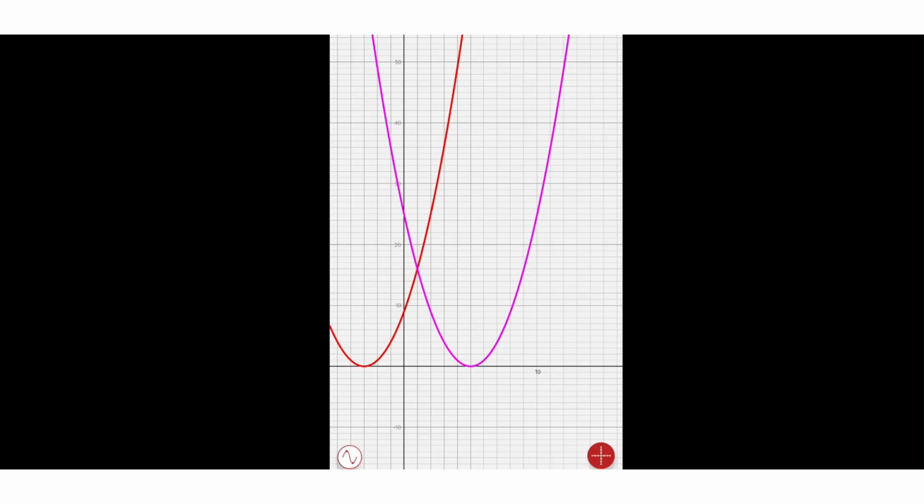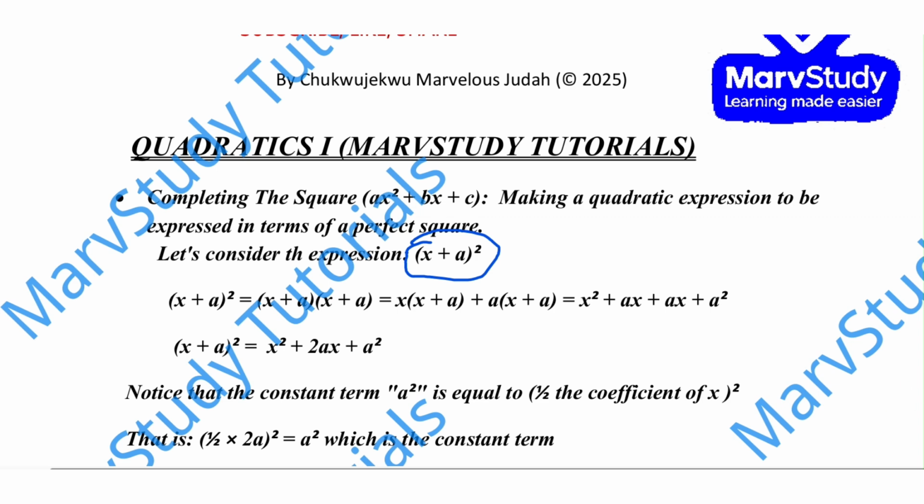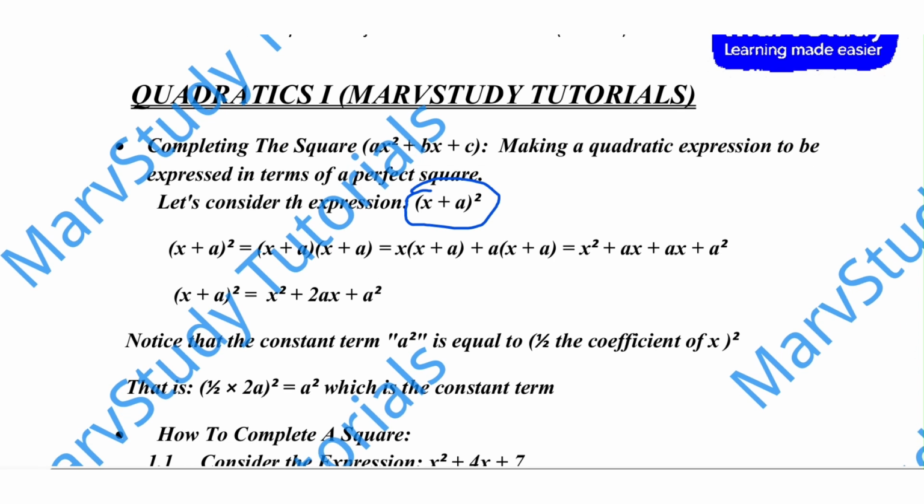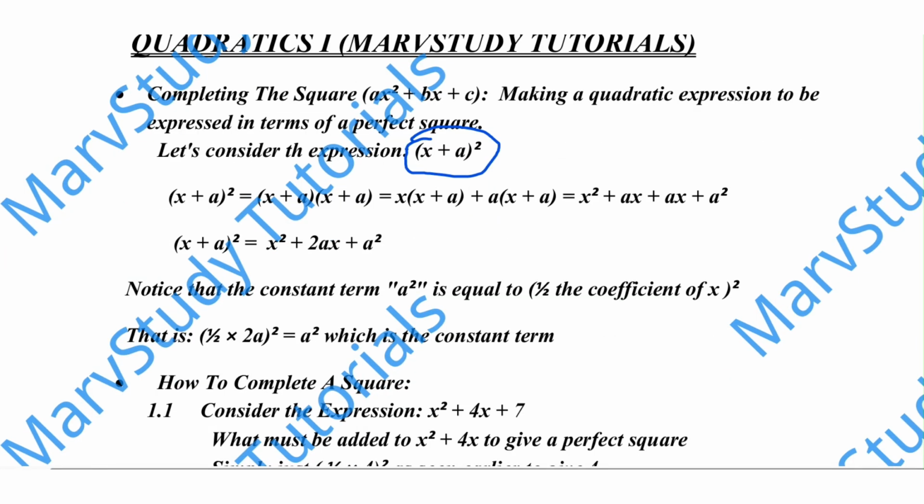Now let's go back to what we have, and not forget the main idea here: half the coefficient of x in the expression, then squaring it. So let's start with question number 1. Consider the expression x squared plus 4x plus 7. The first thing we ask ourselves is what must be added to x squared plus 4x to make it a perfect square. We're not going to consider the constant term 7 for now.